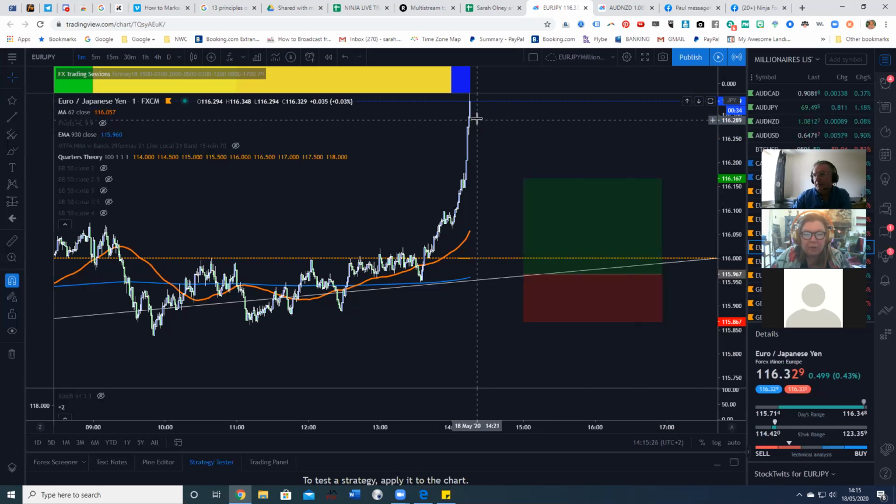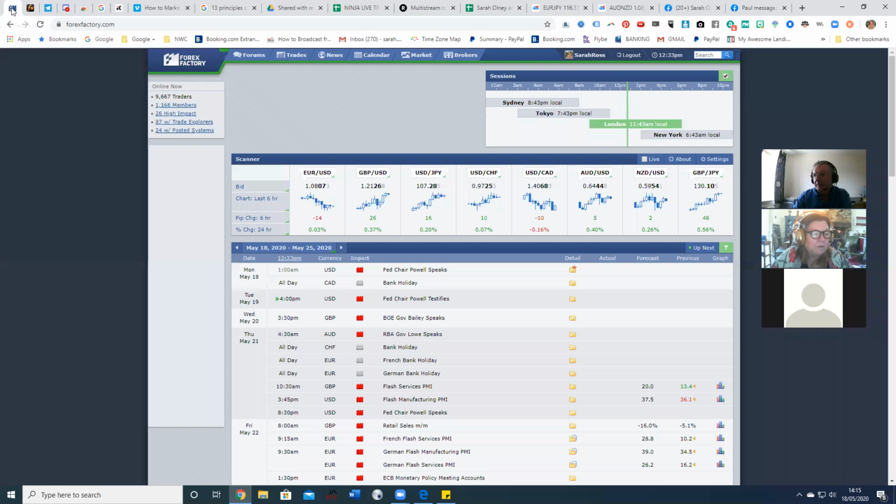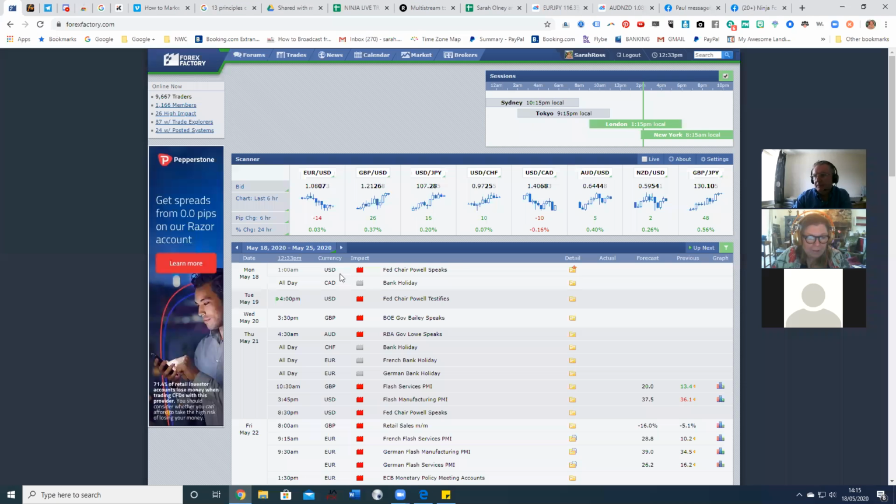So I don't know why Euro JPY has just shot up like that, because when I check Forex Factory, there's no news on that. I don't look at my FX book, but it got Canadian bank holiday. We just got USD talking earlier this morning. That was the red flag on the American one.